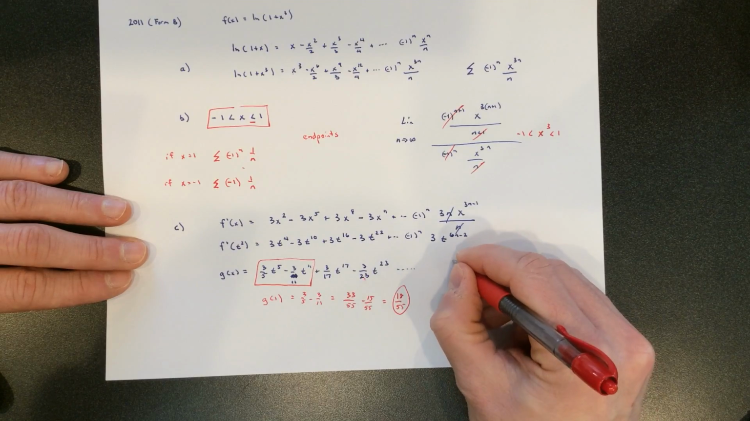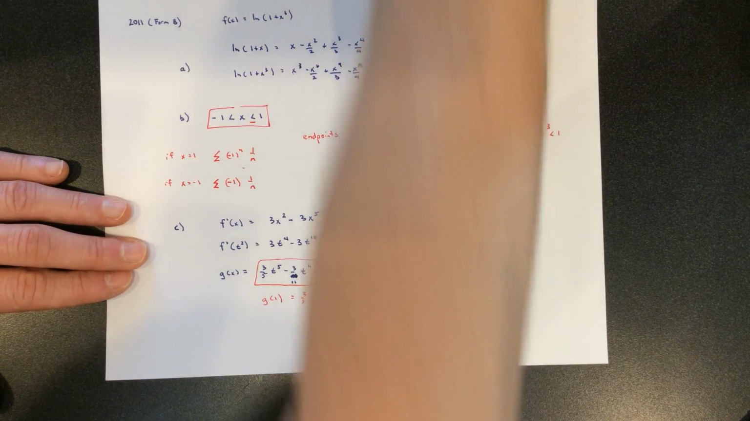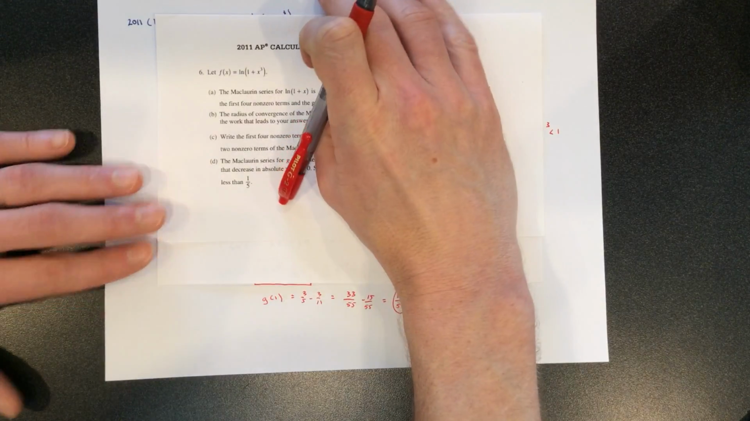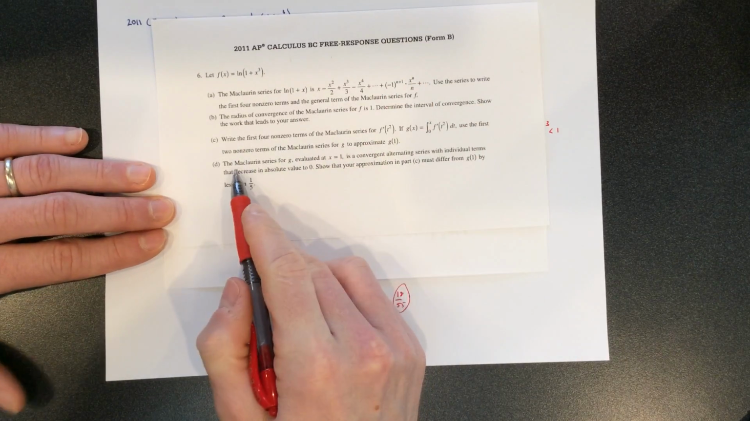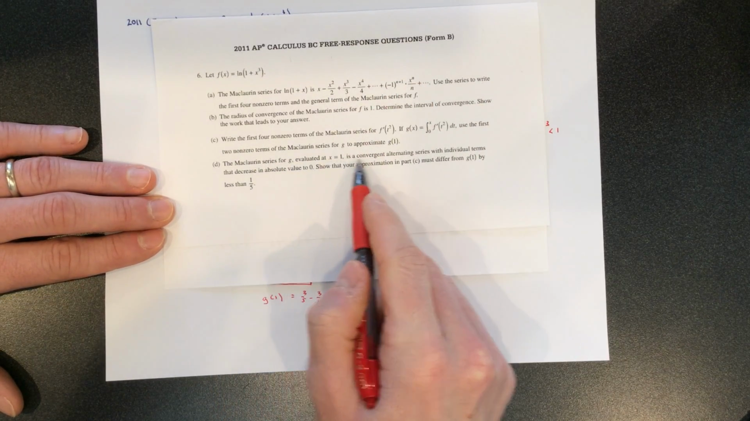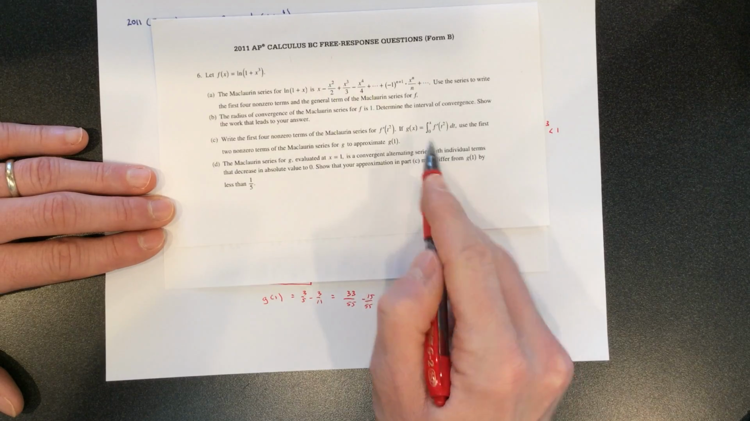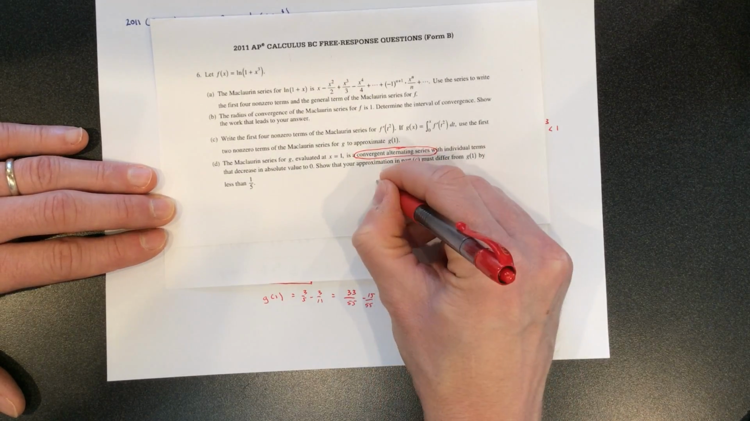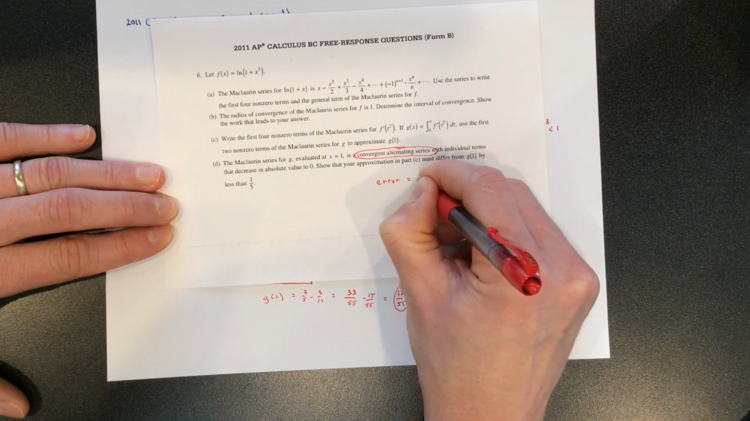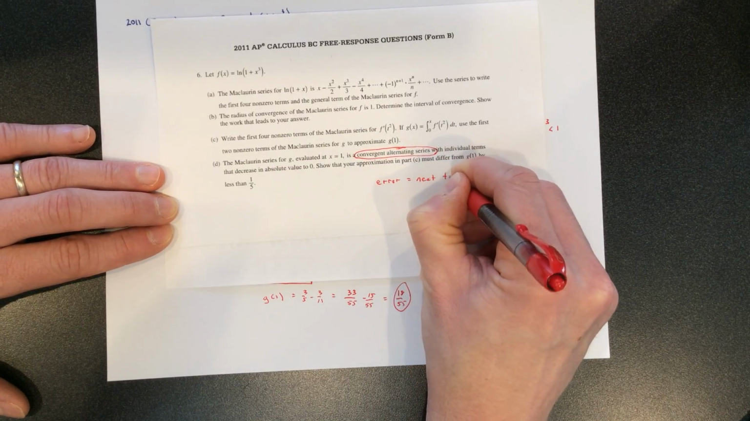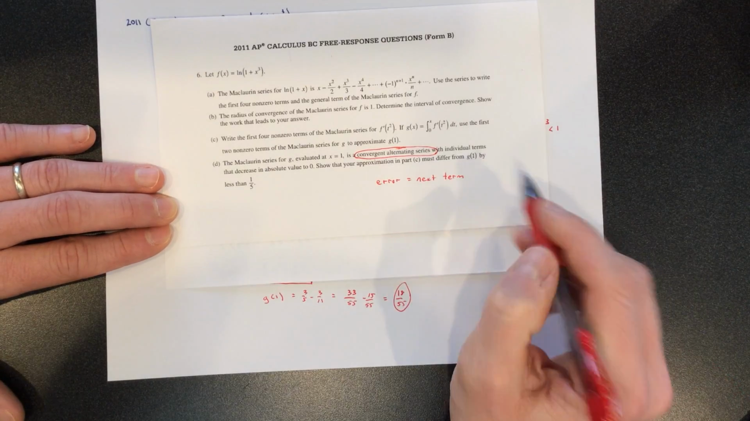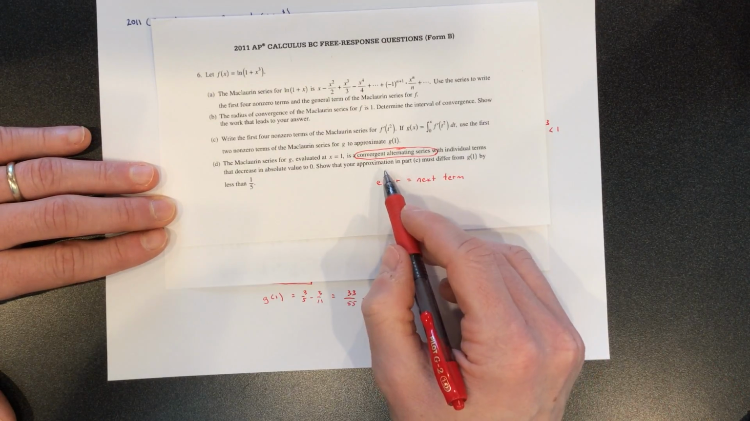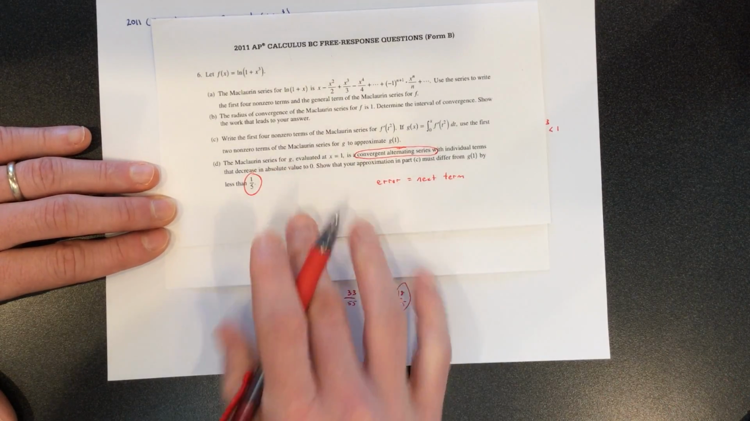And then part D says, I'm going to put that down here, that's the hard one to read. This is the error one. The Maclaurin series for g evaluated at 1 is a convergent alternating series. So it's telling you, hey man, I'm an alternating series. So that means that the error is just the next term that I didn't use. And show that my approximate error is less than 1/5.